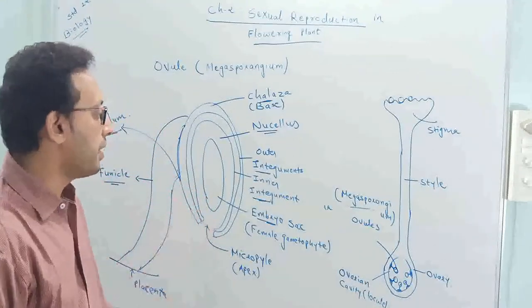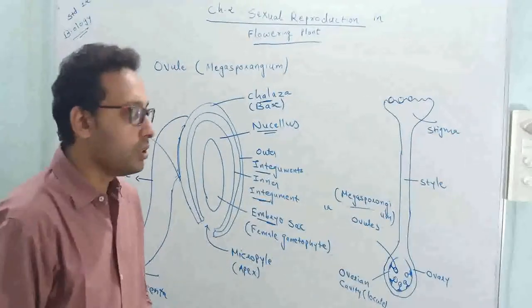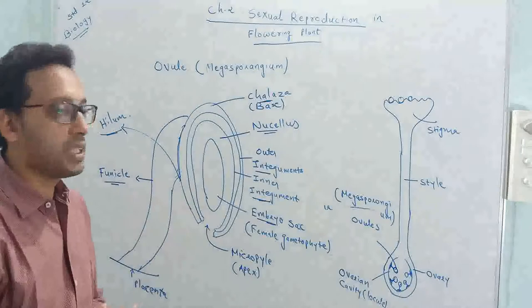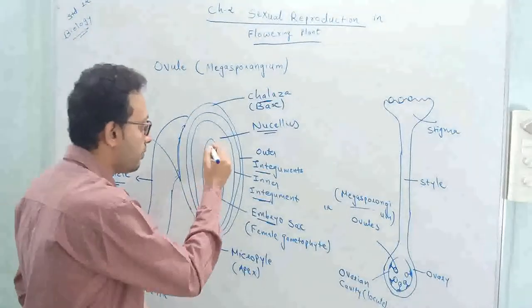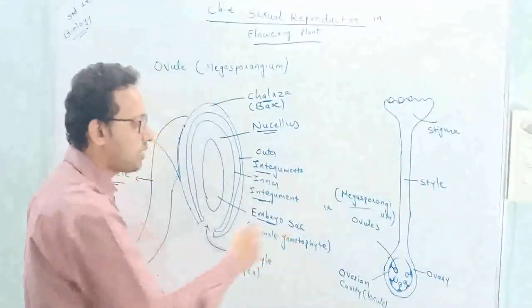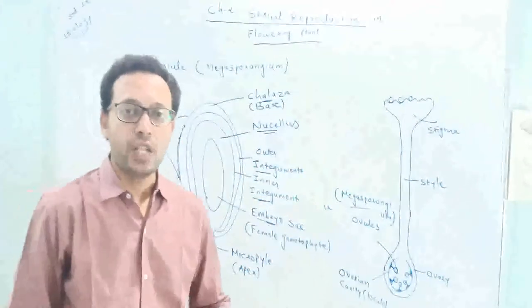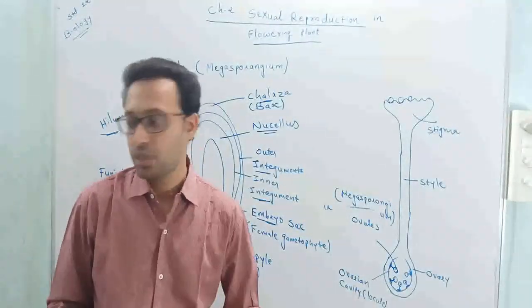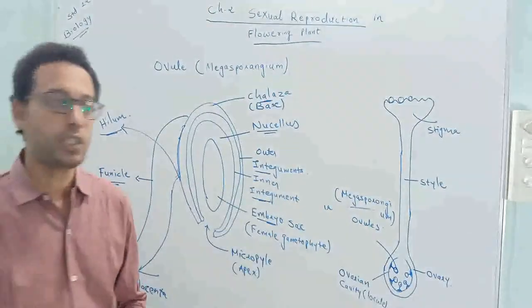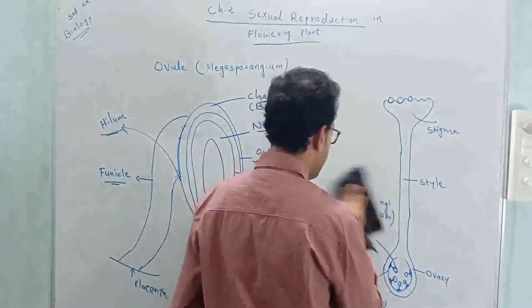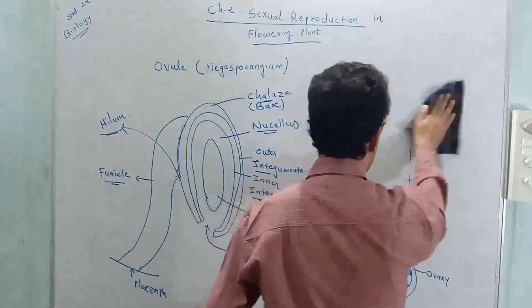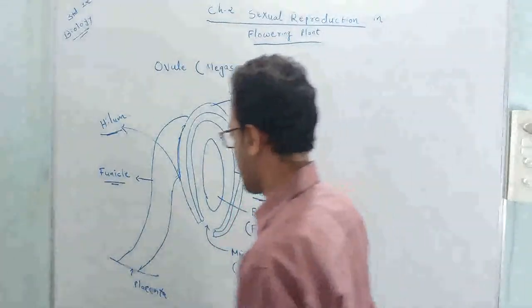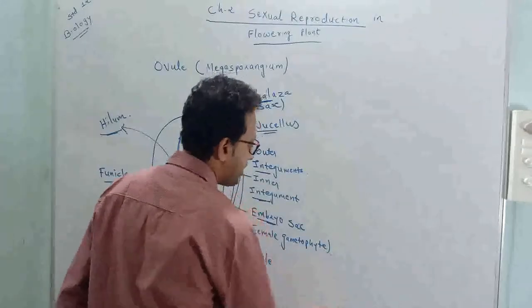This is an important part. All of you should know the structure of this ovule or megasporangium. And inside this megasporangium, what do we have? We have an embryo sac or female gametophyte. So now we have to learn how this female gametophyte is formed, and that is by a process. Let's discuss the process by which it forms, or how the female gametophyte develops.